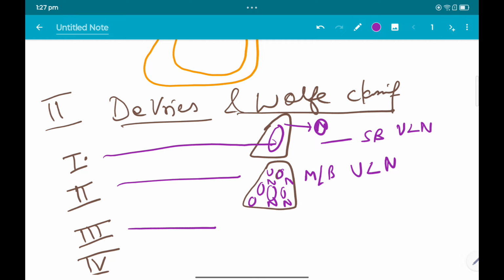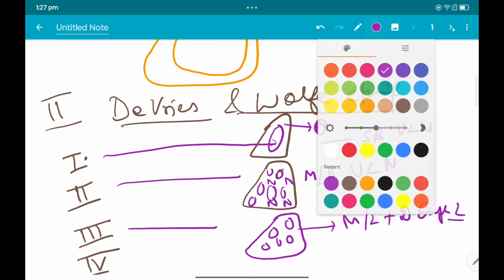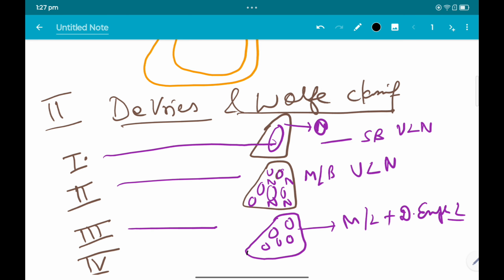And what does stage 3 say? It says that there are multiple bullas, but there is diffuse emphysematous lung. The underlying lung is not normal, it has diffuse emphysema.